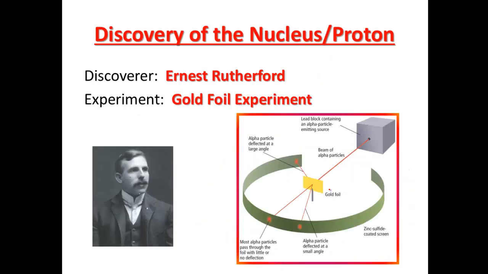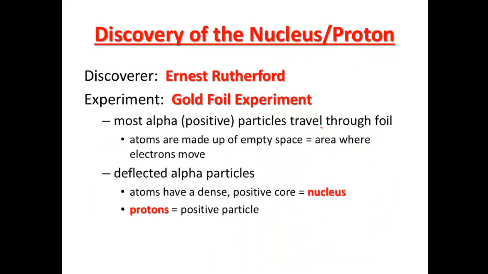From there, Ernest Rutherford, with the gold foil experiment we're going to talk about in class, came up with the idea that there's a nucleus containing protons, and they're going to have what we know as a positive charge. So he determined that atoms have a dense core that's positive, known as the nucleus, and that the protons have a positive charge. So protons and positive go together.